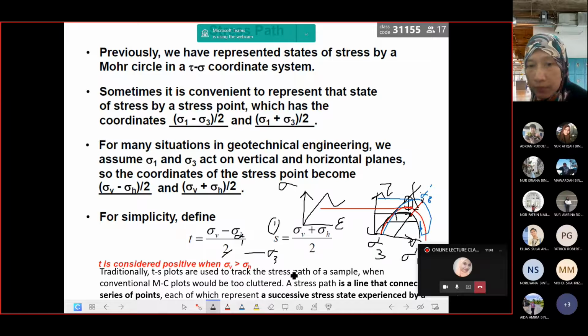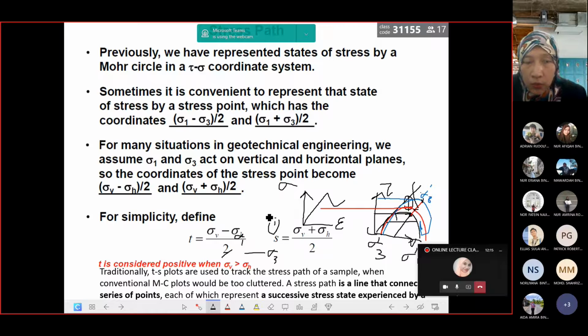But S is the mean of the stress, sigma V plus sigma H over 2. It's the average. So later you will see in the next slide how we can produce the stress path for different conditions subjected to loading or unloading, or in drained or undrained conditions. When you hear about drained and undrained conditions, of course, you will know you can have the path for effective stress and also total stress of the soil sample.